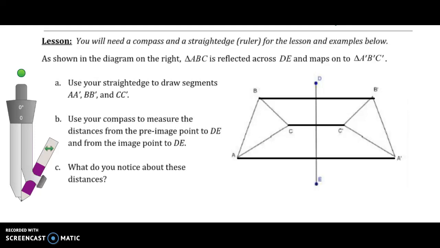This is Unit 3, Lesson 2. In this portion of the lesson, we will learn to construct the line of reflection. So shown in the diagram on the right, ABC is reflected across DE and maps onto triangle A prime, B prime, C prime.